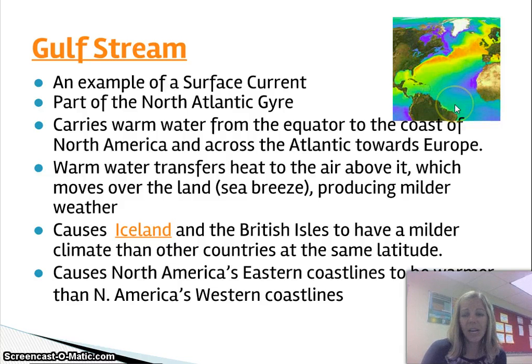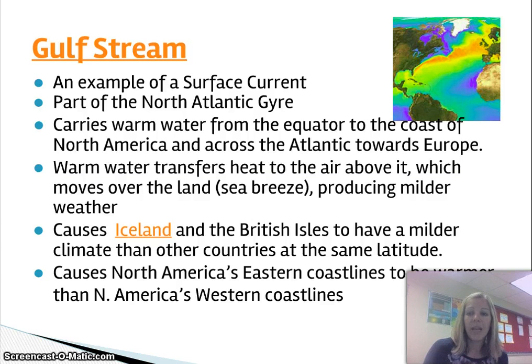And then you can draw an arrow that starts at the equator right around the northern tip of South America, and it comes around by the Caribbean islands near Florida, and cycles around and goes up to Europe, okay? And that is the Gulf Stream.